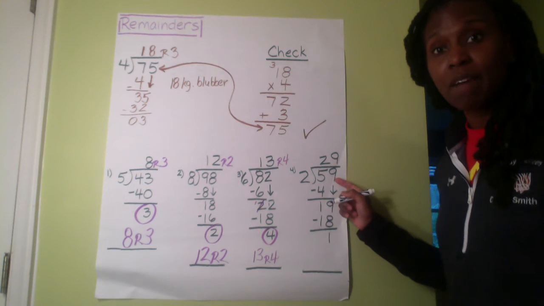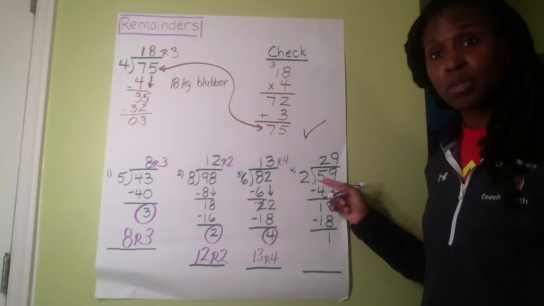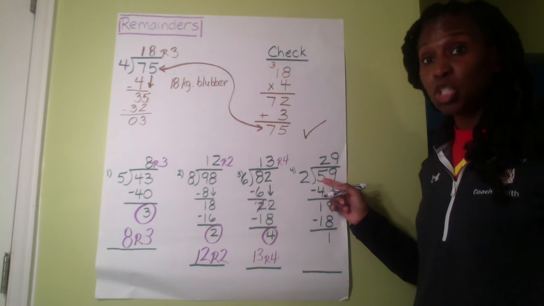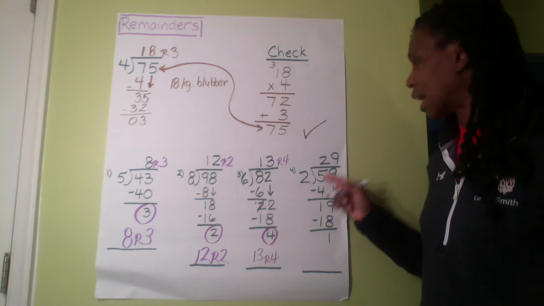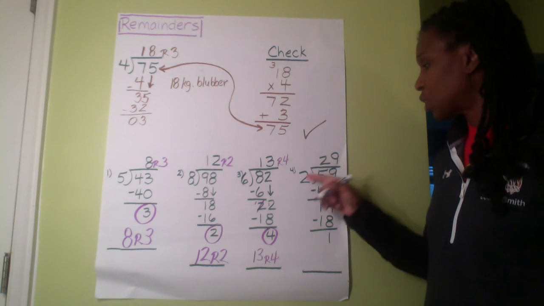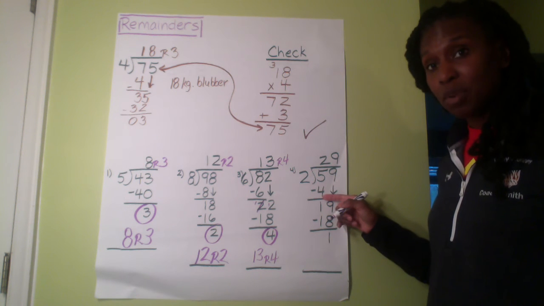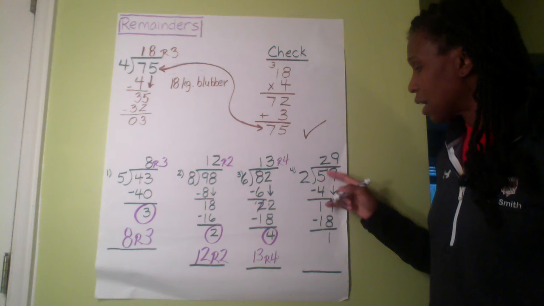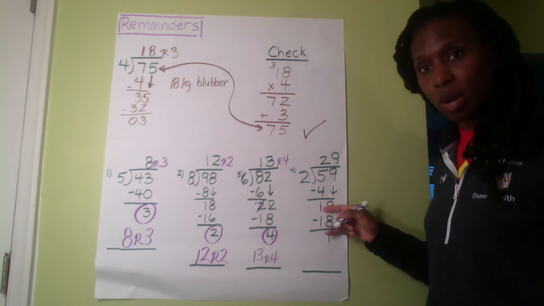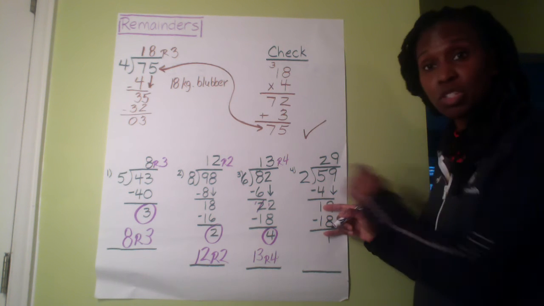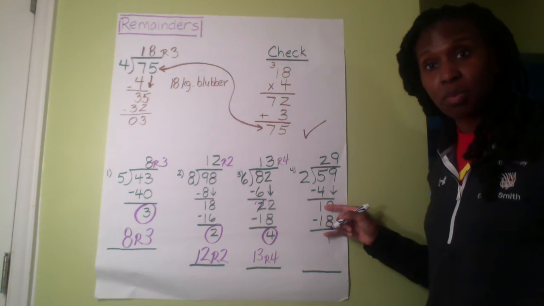I have 59 divided by 2. Okay, starting with that first digit, can I take groups of 2 out of 5? Well, sure I can. I can take 2 of them. 2 times 2 is 4. After I multiply, I subtract. 5 minus 4 is 1. I compare. Is 1 less than 2? Sure is, so I got the right number.